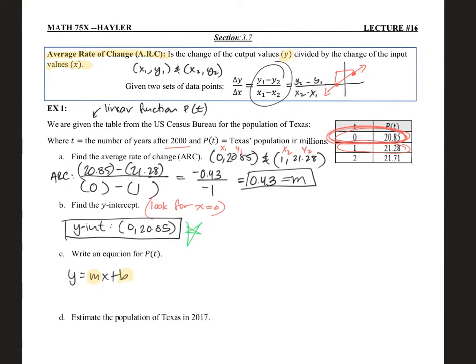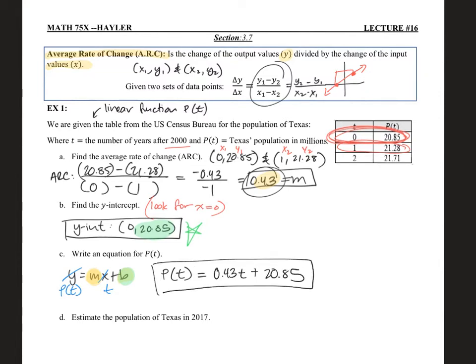But because we are using the variables t and P of t, I'm going to rewrite my equation in the correct format. So that's going to be P of t, because remember that's the y value, and we're replacing x with t. So P of t equals, and my slope is 0.43, and my y-intercept is right there, the 20.85. So slope 0.43t plus 20.85. And there we go, the equation of my line.